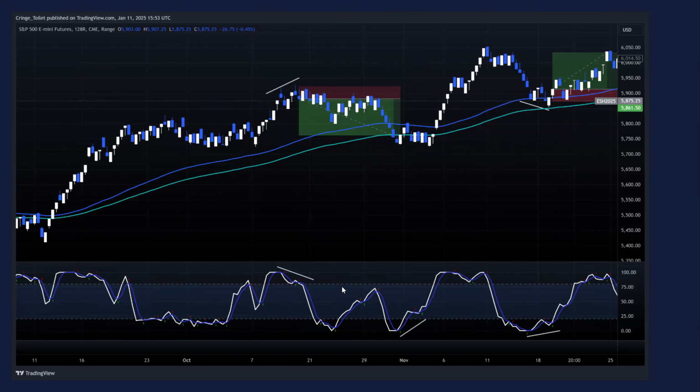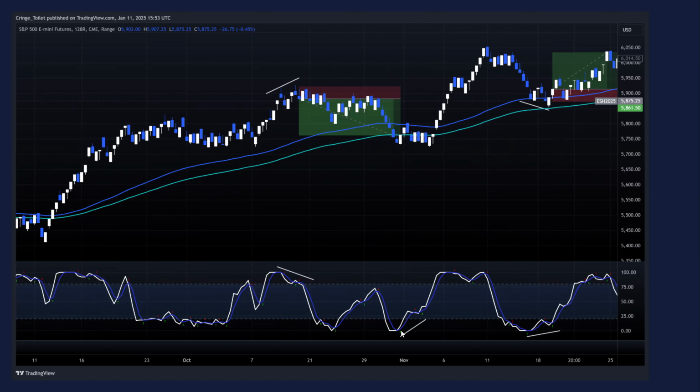This is an example of a short. So we get a high and then a higher high on price. We get a high cross and then a lower high cross on the stochastic. So price goes up and the stochastic crosses go down. We could consider this to be a div, enter on the second cross, and target 3 times our risk.